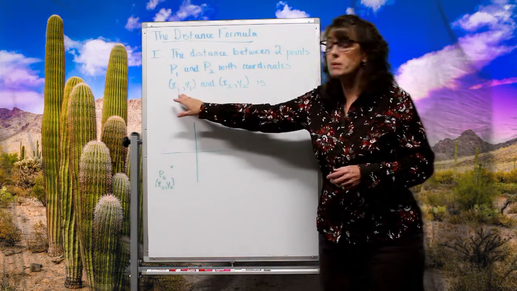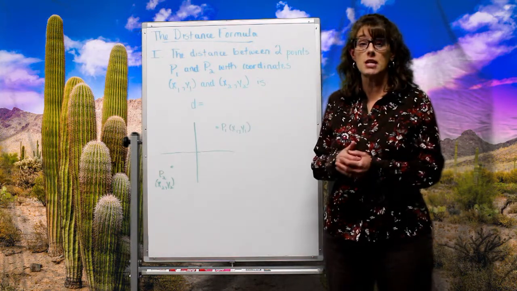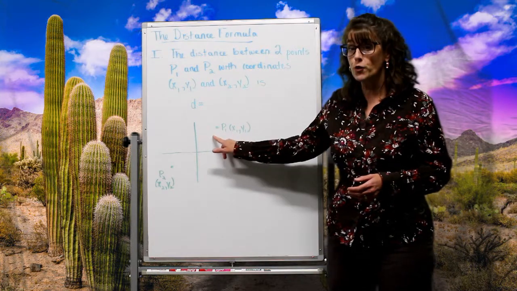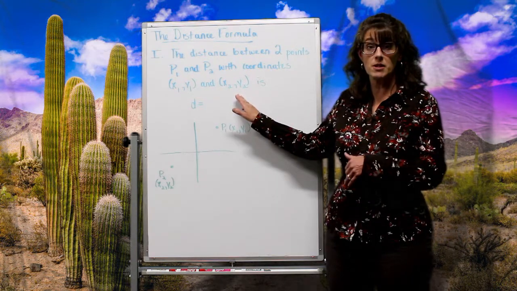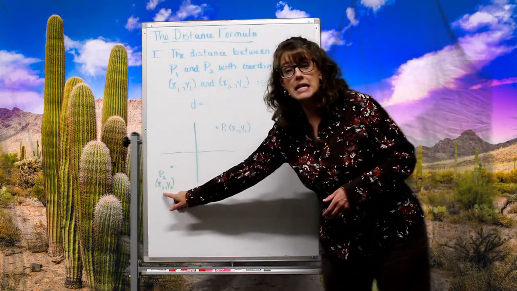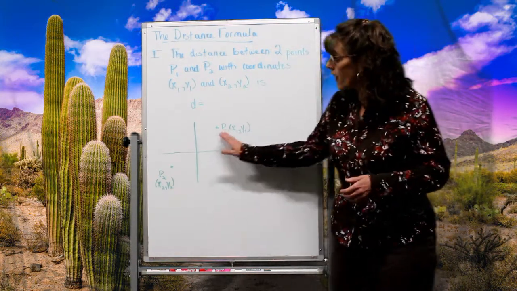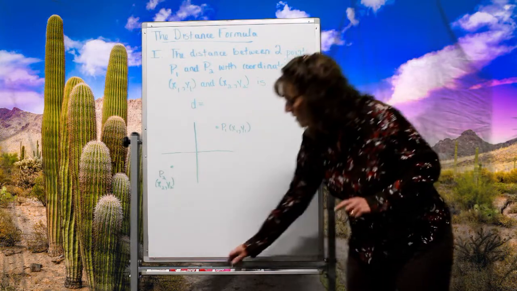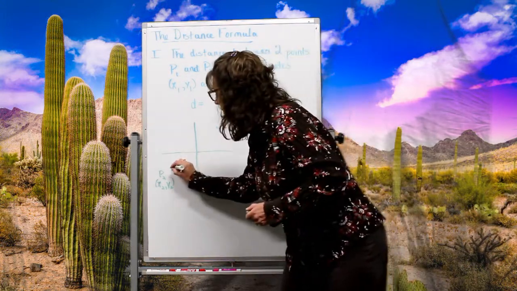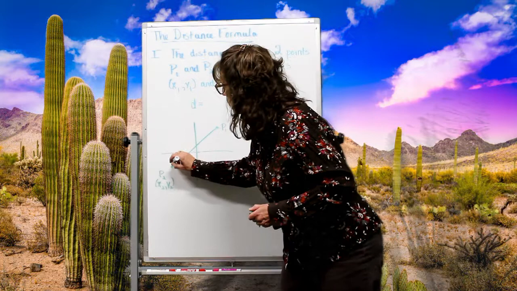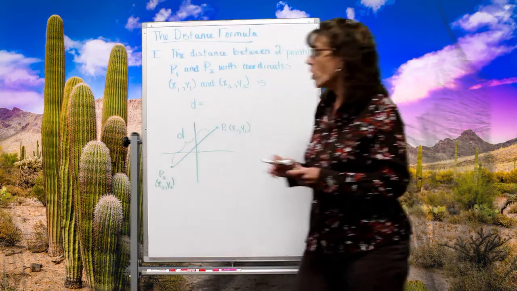Now, the coordinates for P1 are going to be x sub 1, y sub 1. Again, those are not exponents. It just indicates this is the x coordinate that goes with the first point. This is the y coordinate that goes with the first point. And then my P sub 2 is going to have coordinates of x sub 2, y sub 2. Again, just indicating this is the x coordinate for the second point. This is the y coordinate for the second point. So I've got those 2 points in my 2D coordinate plane, and I want to get the distance between the two. That distance would be right through here. So what I'm looking for is this distance right here, which I'm calling D.